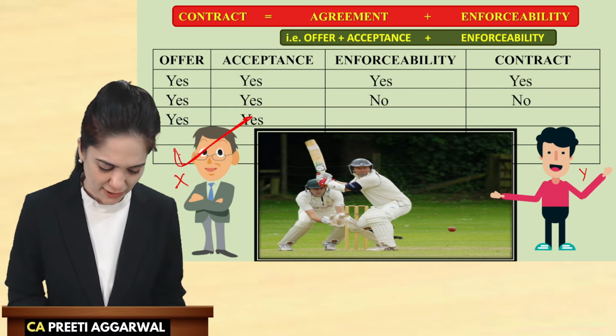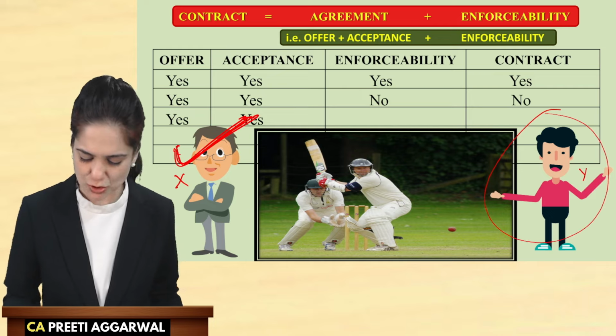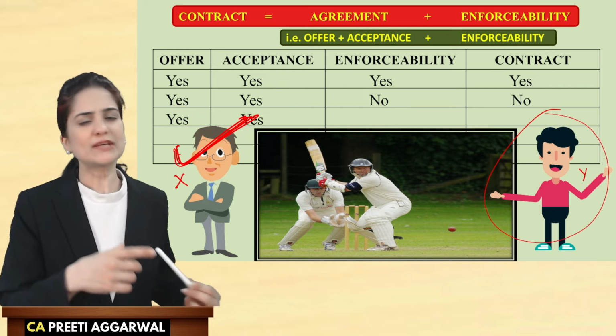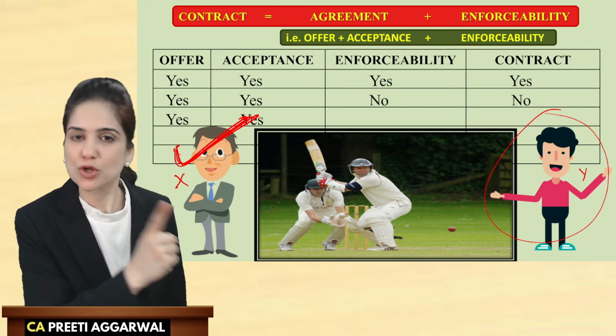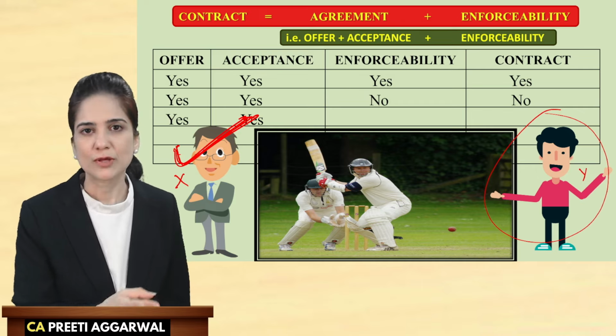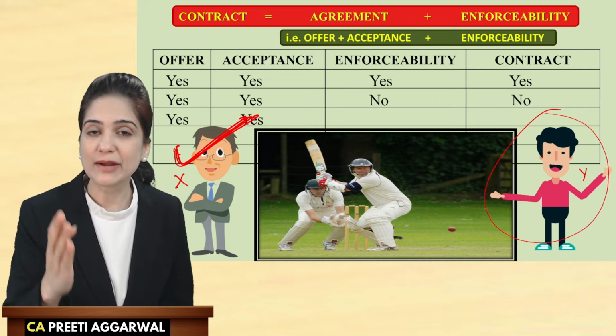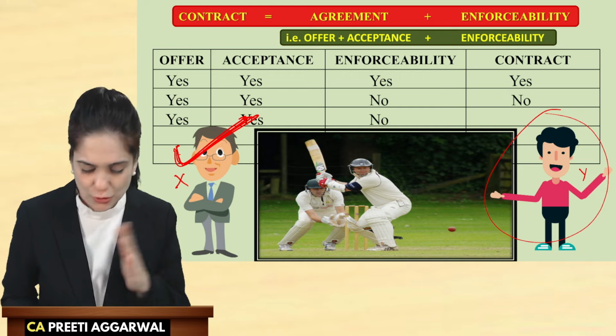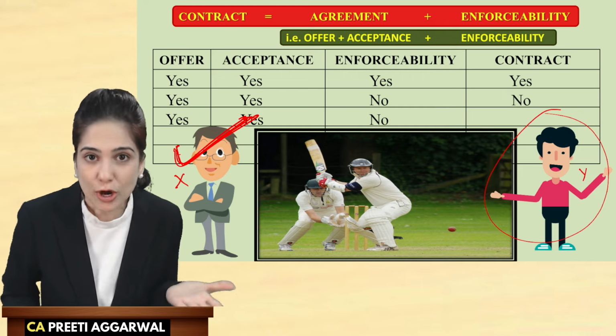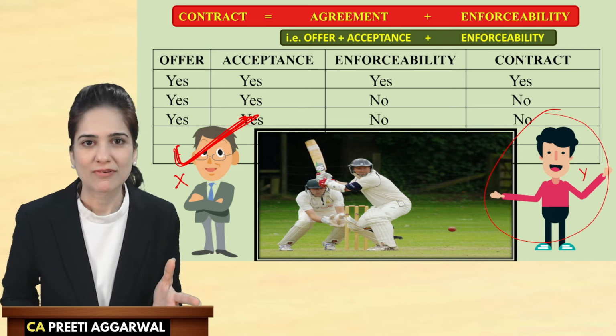India won the match, X won the bet, but Y is not paying money. Can X go to the court and say, Judge, we had entered into a cricket bet and he's not paying money. Ask him to pay money. You will get arrested. Cricket betting is illegal in India. Is there enforceability? No. Is it a contract? No.